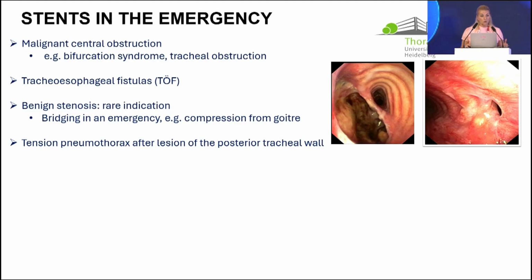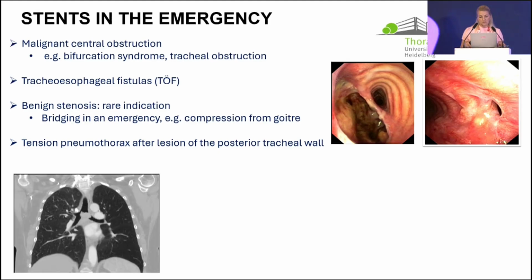Tracheoesophageal fistulas are also an emergency. We have to secure it, implant a stent, and then occlude the esophagus, the fistula. Benign stenosis is a rare indication, but we might need to do this as bridging, for example, in compression by a huge goiter. We might need to implant a stent with radial force to keep it open until the patient is operated. Don't forget about tension pneumothorax. After a lesion in the posterior wall, we might cover this leakage with a stent. This would also be an emergency indication for stents.